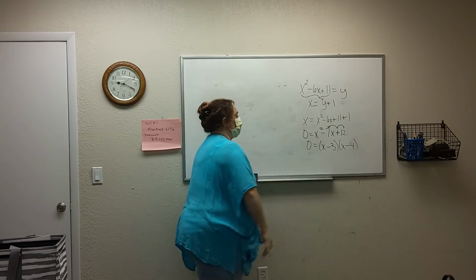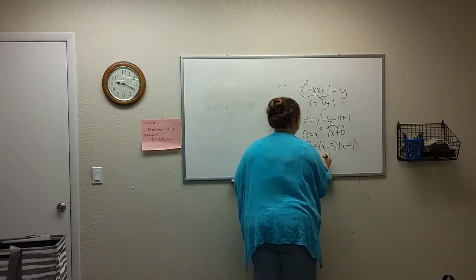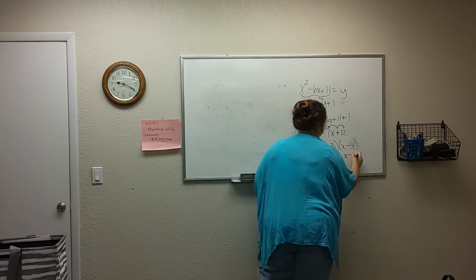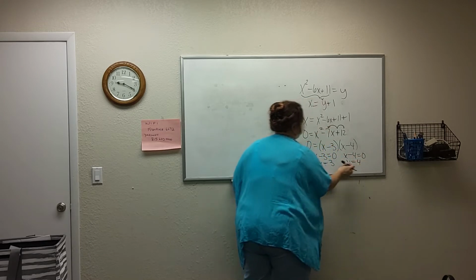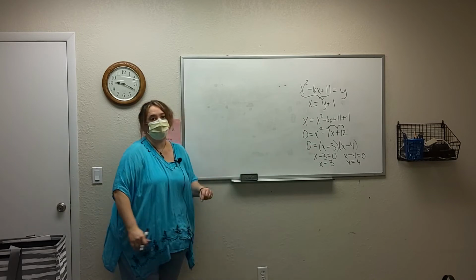And again, split those up, set each one equal to 0. So x minus 3 equals 0, x minus 4 equals 0. So x is equal to 3, and x is equal to 4. I have my 2 x's, but my problem asks for y's.